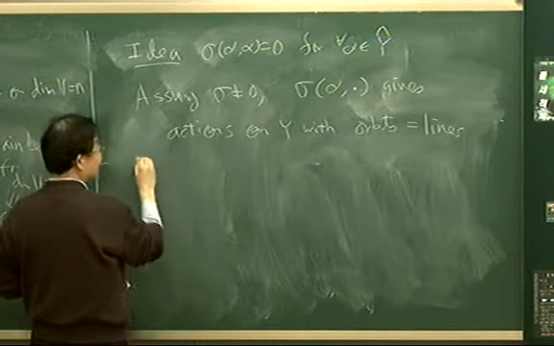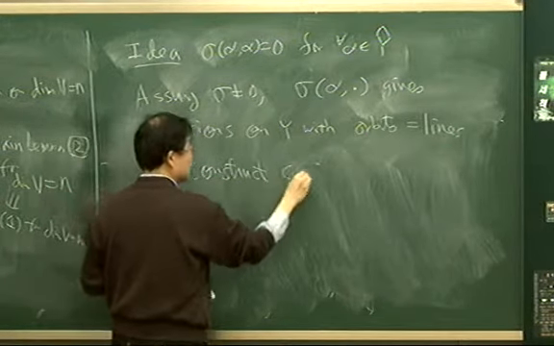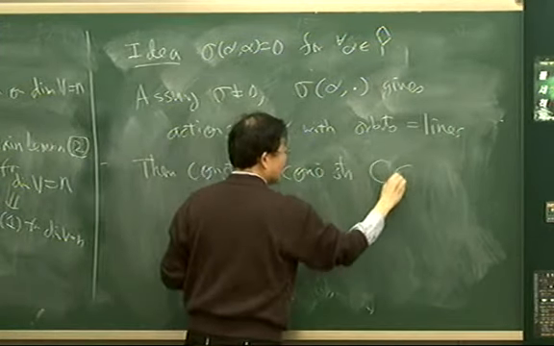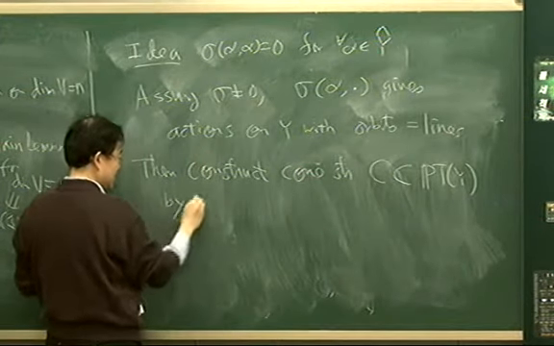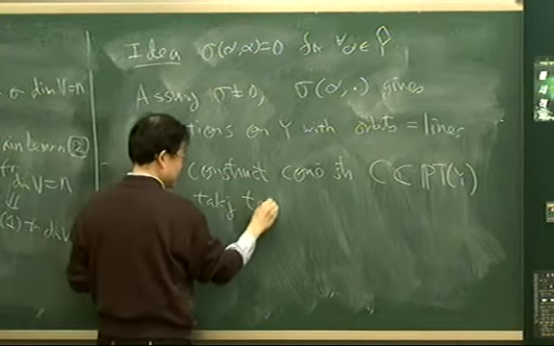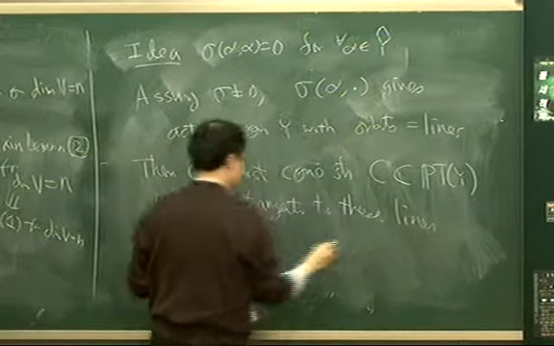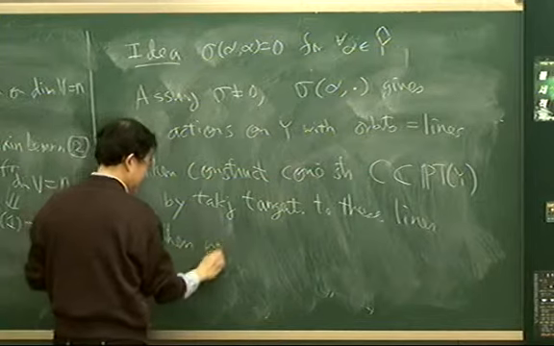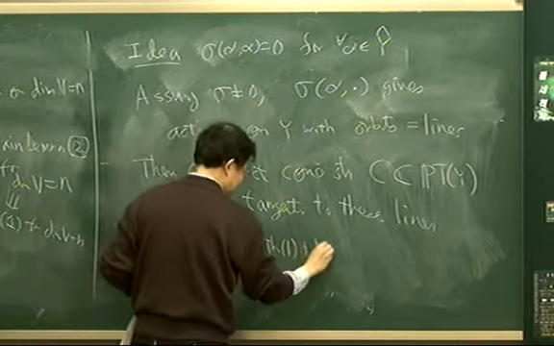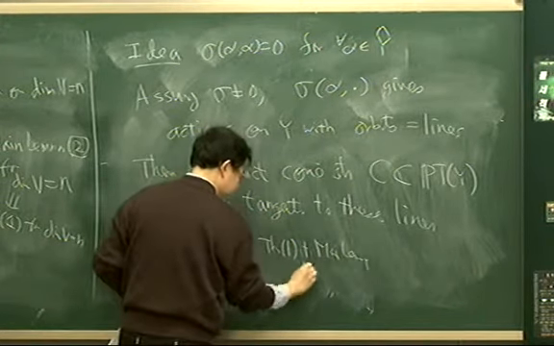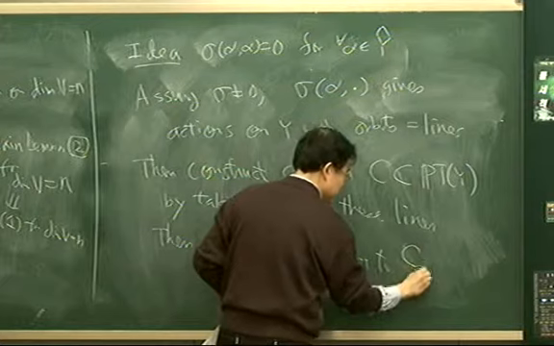And then you construct a cone structure C by taking tangents to these lines. Then apply this theorem 1 plus main lemma for dimension n to this cone structure.